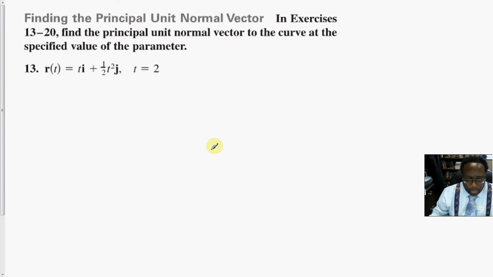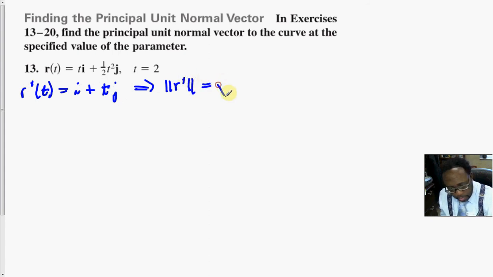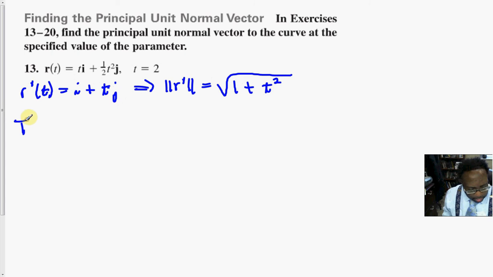Find the principal unit normal vector. So if we consider this problem, we have to first find r prime of t. This is i plus 2 times a half times t, so this is just t j. We find its norm, which is the square root of 1 plus t squared.